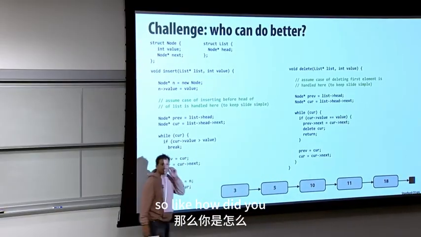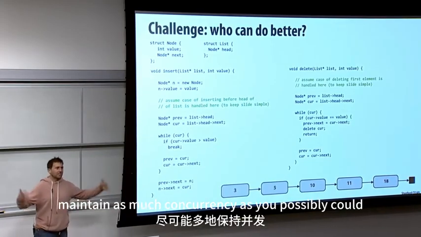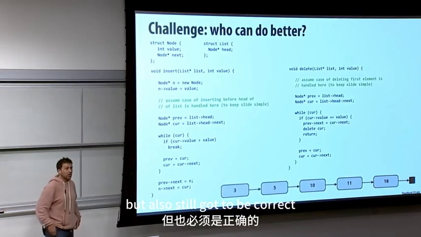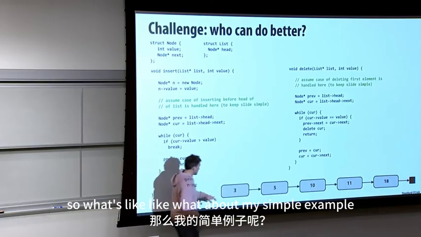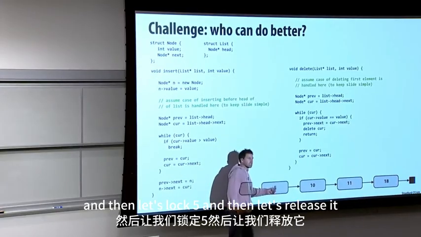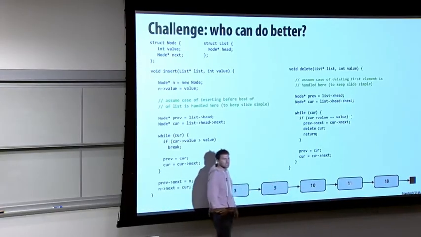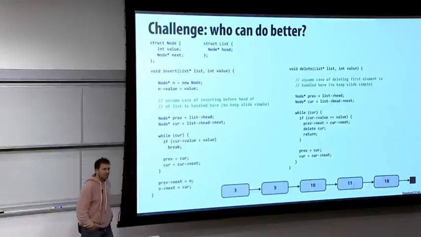So, how did anybody start discussing a policy for how you might maintain as much concurrency as you possibly could, but also still got to be correct? So what about my simple example of let's take a lock on 3, let's release it, and then let's lock 5, and then let's release it, and then let's lock 10.